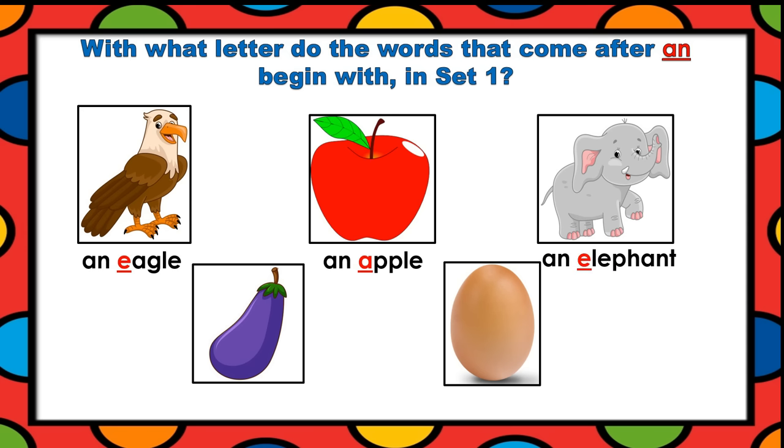An elephant. The word that comes after an is elephant. Elephant starts with the letter E, which is a vowel. An eggplant. The word that comes after an is eggplant. Eggplant starts with the letter E, which is a vowel. An egg. The word that comes after an is egg. Egg starts with the letter E, which is a vowel.